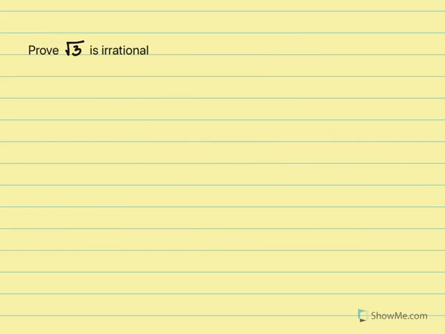Let's go to the second one. Let's prove that root 3 is irrational. To prove root 3 is irrational, we start by assuming that root 3 is rational. We assume the contrary. If we are to prove it's irrational, let us assume that it is rational. Here we assume root 3 as rational.